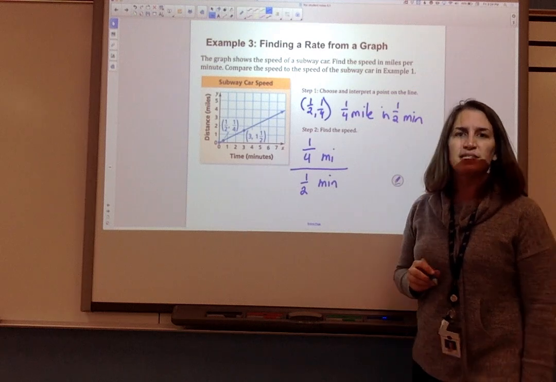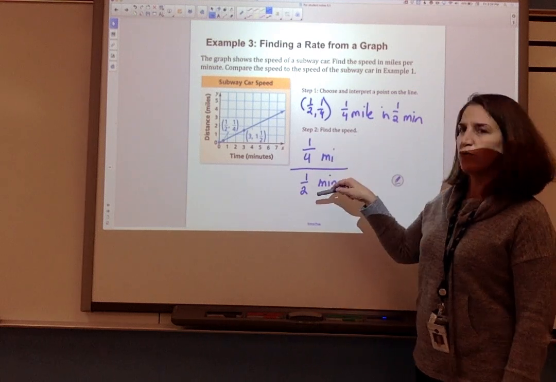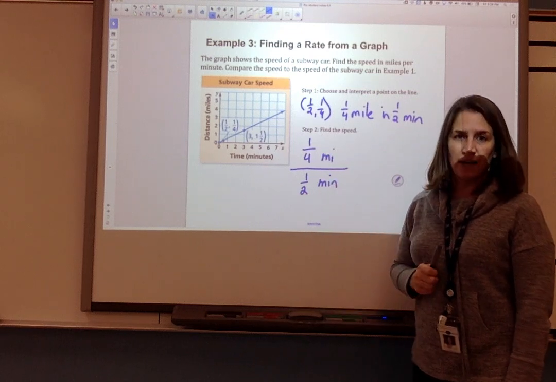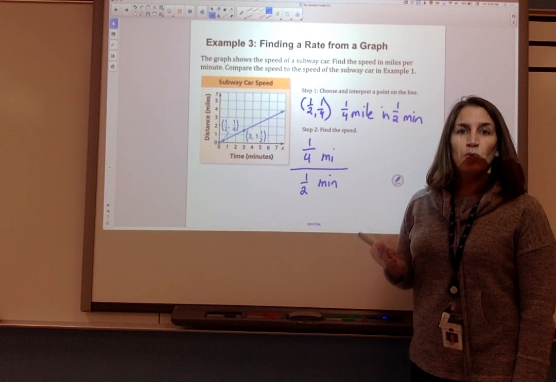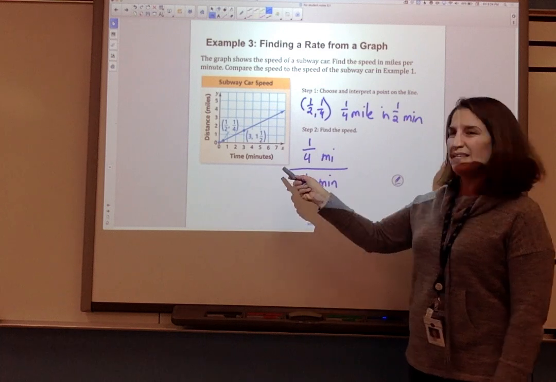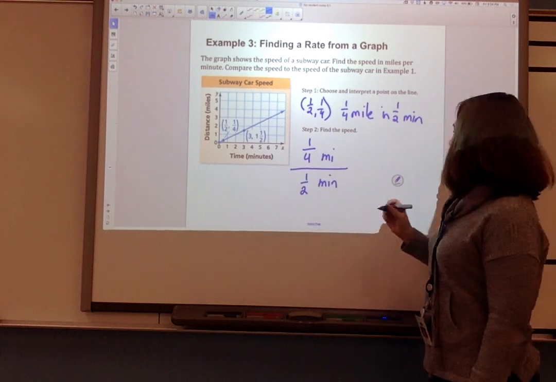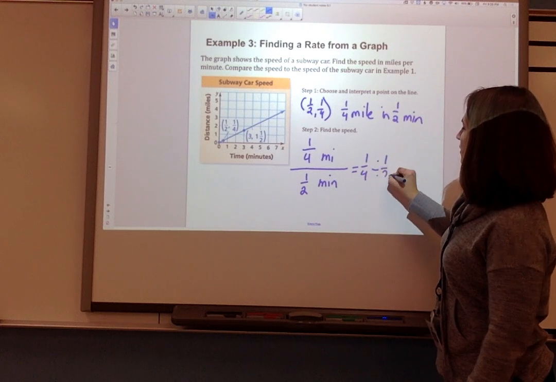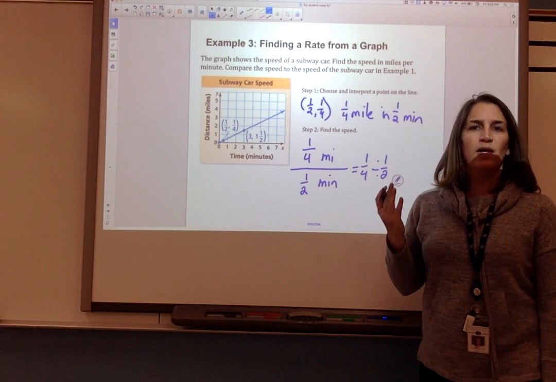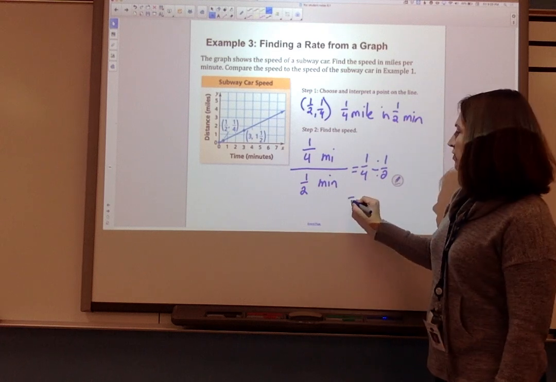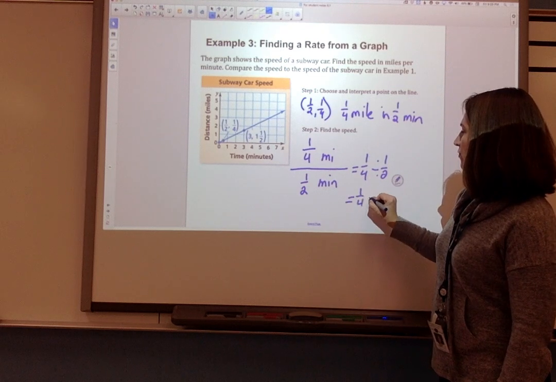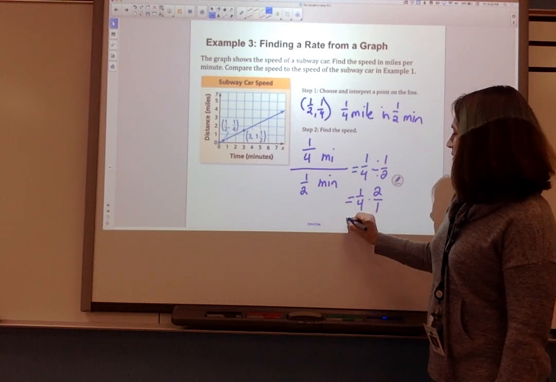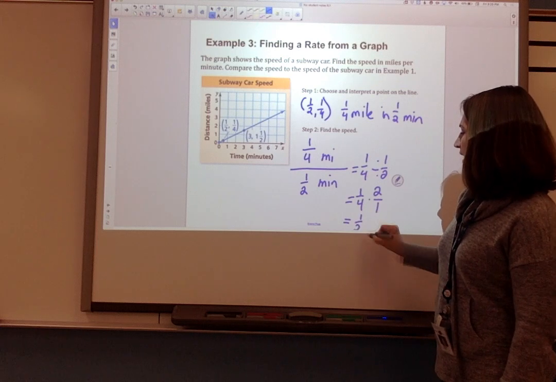So you can see we have this complex fraction where we have a numerator and a denominator, but the numerator itself is a fraction and the denominator itself is a fraction. But we know that this fraction bar really means divide by, right? So what we really have here is 1/4 divided by 1/2. And we know that when we divide by fractions, that's multiplying by the reciprocal. So that's 1/4 times 2/1. So we can simplify that to 1/2.